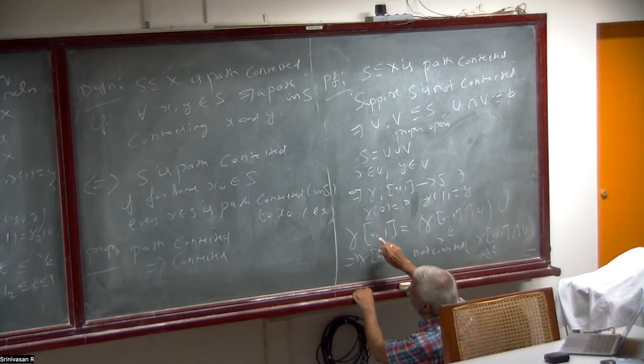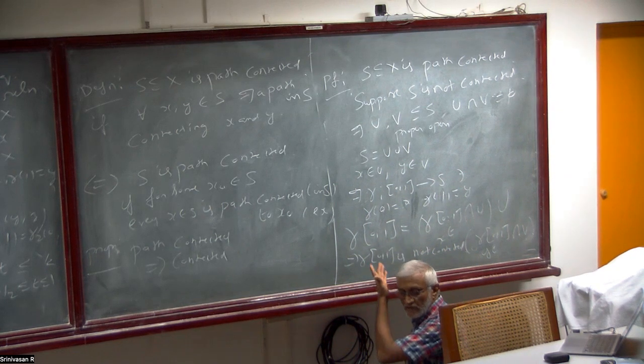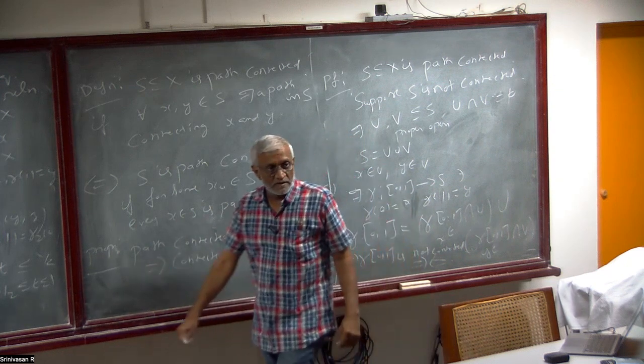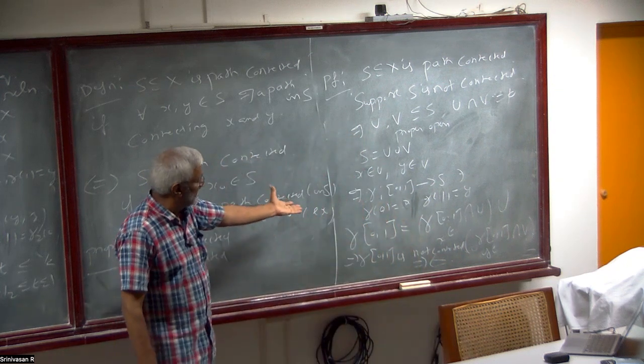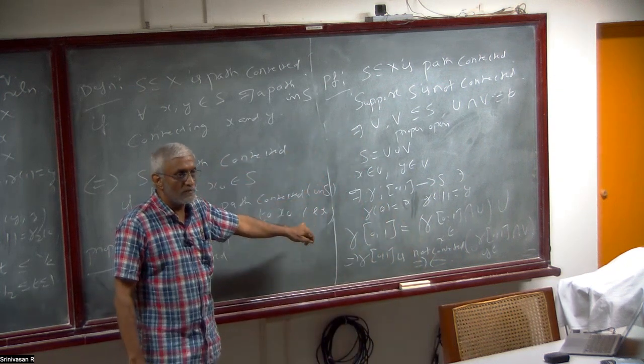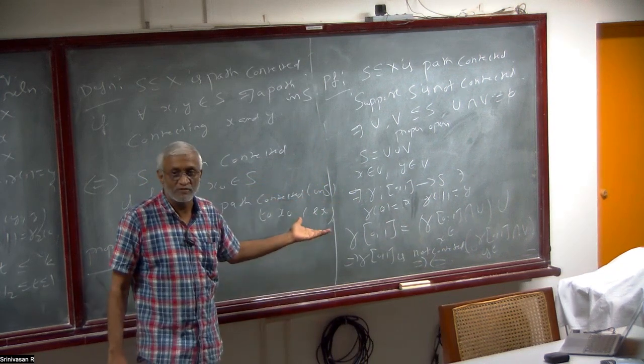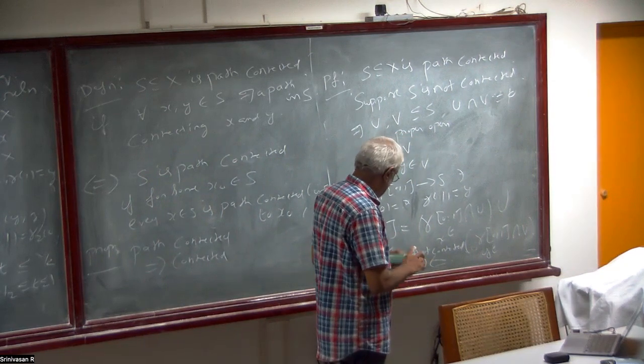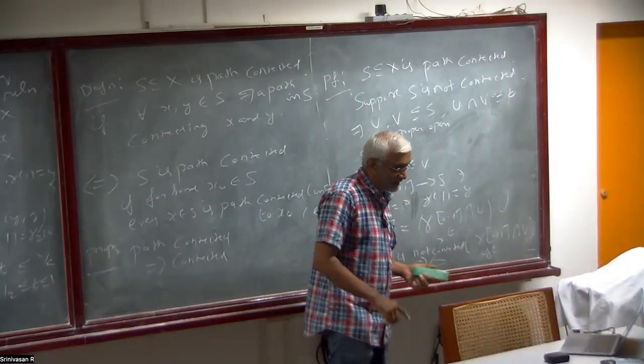Which is a contradiction, because [0,1] is connected and gamma is a continuous function, so gamma of [0,1] should be connected. The interval [0,1] is connected, gamma is a continuous function, so gamma of [0,1] should be connected. We have proved that it's not actually connected. So this is not true. So path connectedness should imply connectedness.